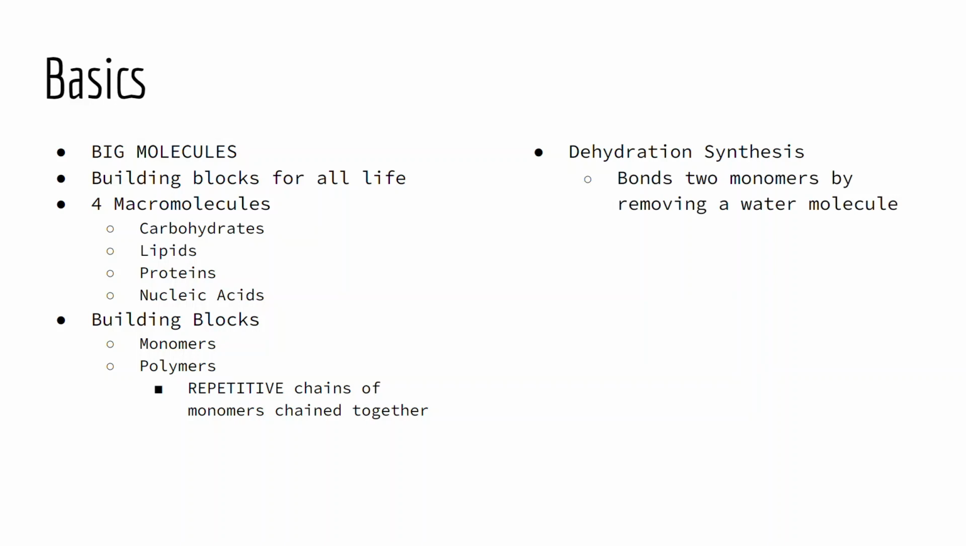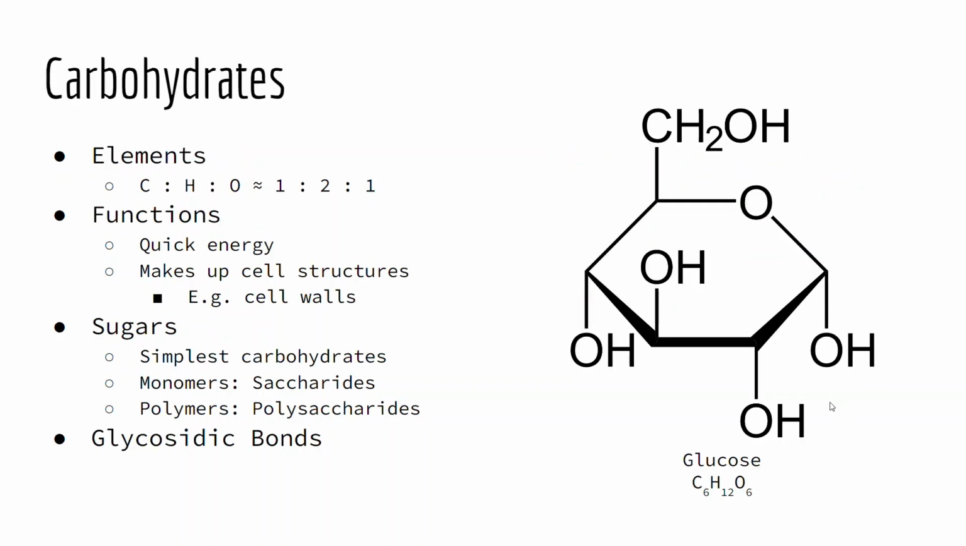And then on the other hand, if you want to break apart a polymer into many different monomers, there is a chemical reaction called hydrolysis, in which two monomers are separated by adding a water molecule. So now let's start talking about each of the macromolecules.